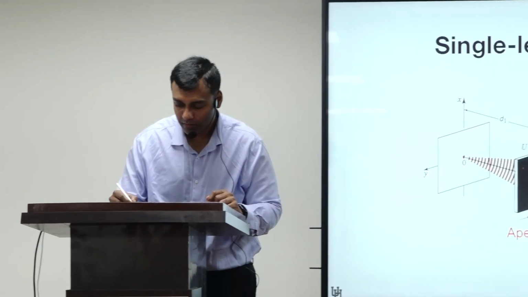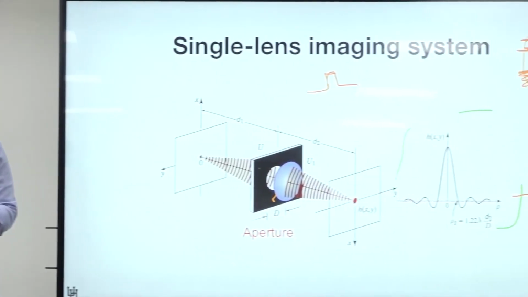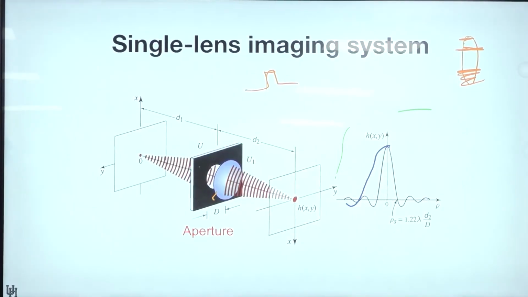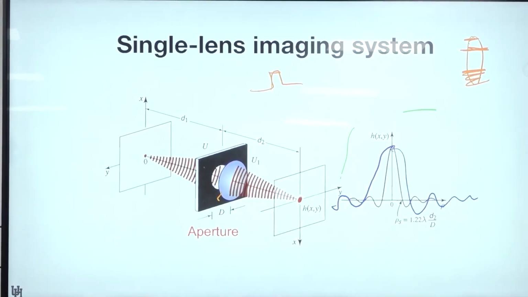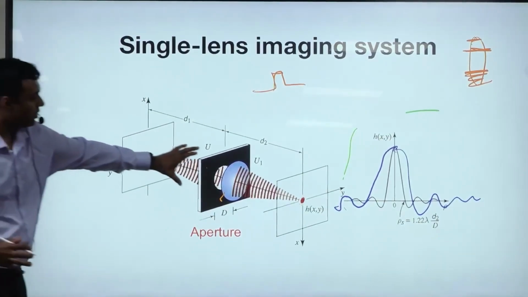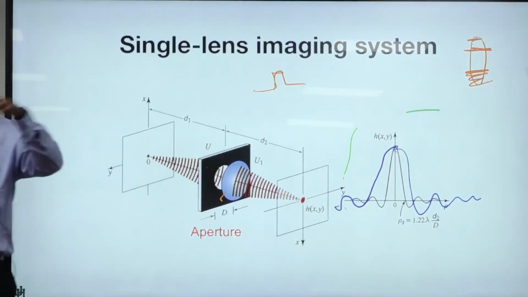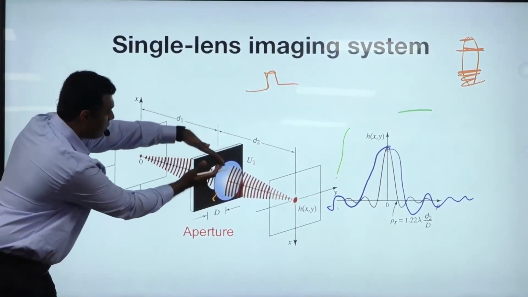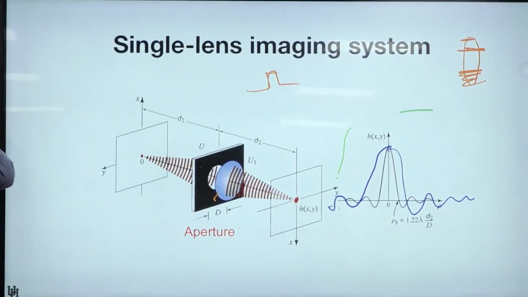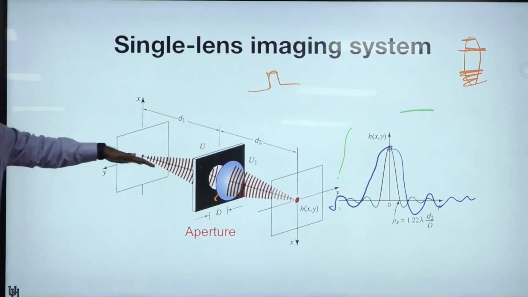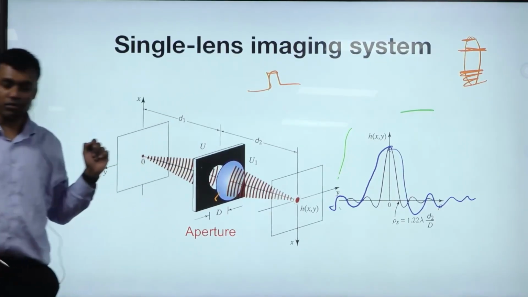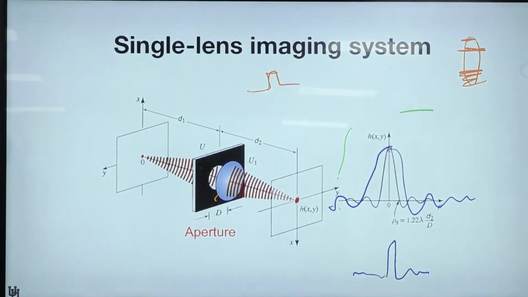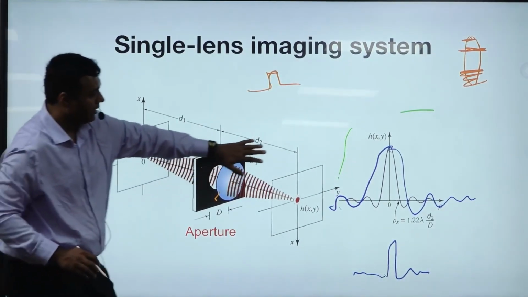So let me try to erase that and draw it again. So basically it will become, so the smaller you make this region where you let light through, the bigger it will be. On the other hand, if you make the hole bigger and bigger, so that the entire lens allows light to go through, this becomes as narrow as you can possibly make. Why is this important?